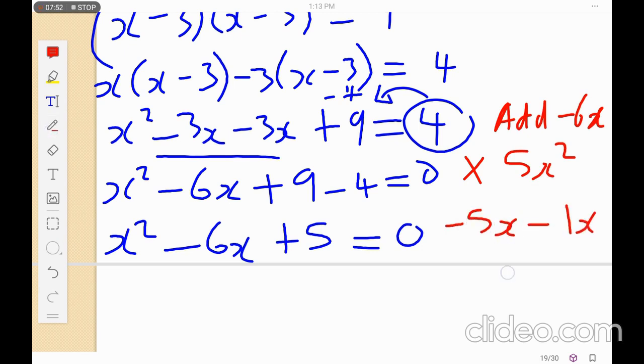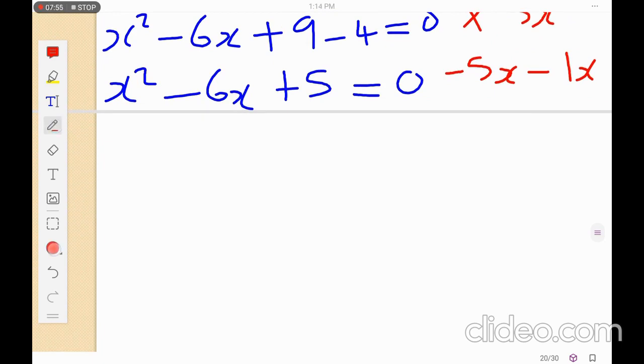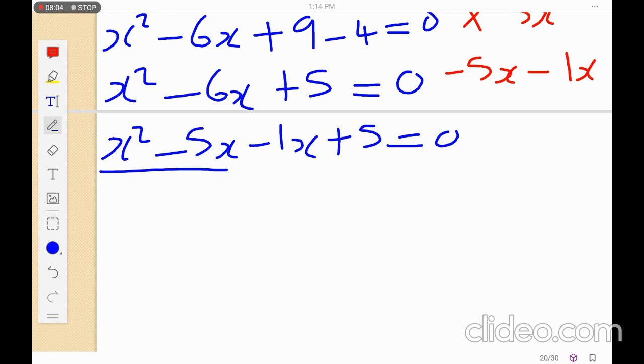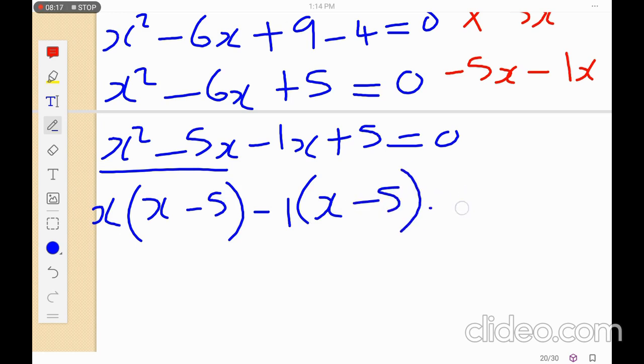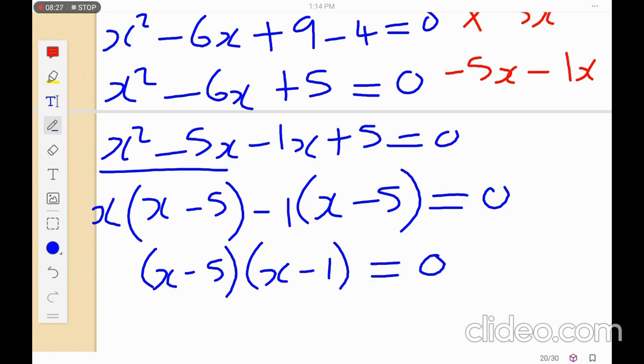Okay, so let's rewrite our equation using those numbers. We have x squared minus 5x minus 1x plus 5 is equal to 0. Factor for this one is x, I have x minus 5. Then for the second one, I've got minus 1, and x minus 5 there is equal to 0. Okay, so my factors are x minus 5 and x minus 1. Okay, they are all equal to 0, like that.